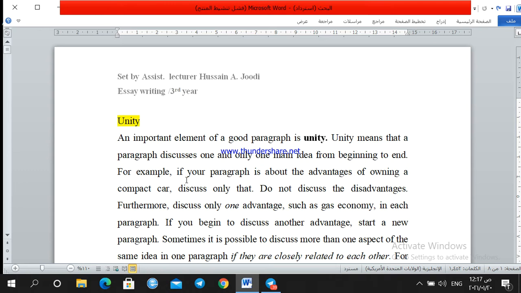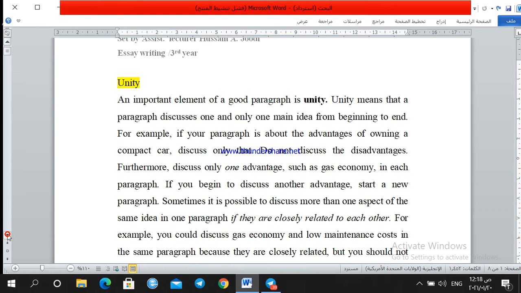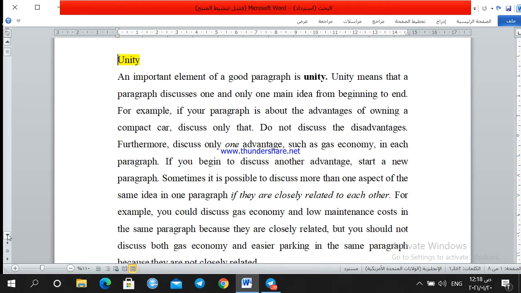But for now, we are talking about the unity and the coherence of a paragraph. How can we unify a paragraph? How can we make a paragraph more coherent? By many processes. So we're going to talk about the unity of a paragraph. Okay. So what is unity?